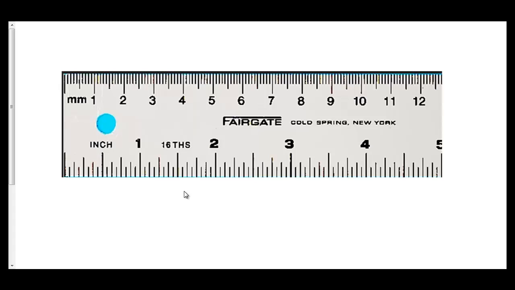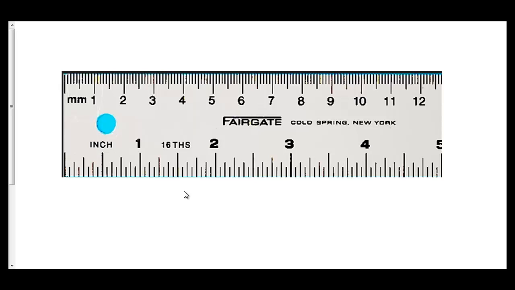All right, today we're going to be talking about metric measurement. There are two kinds of measurements: metric and U.S. customary. In the United States, we use the U.S. customary system, inches, feet, yards, but the rest of the world uses meters, millimeters, and centimeters.